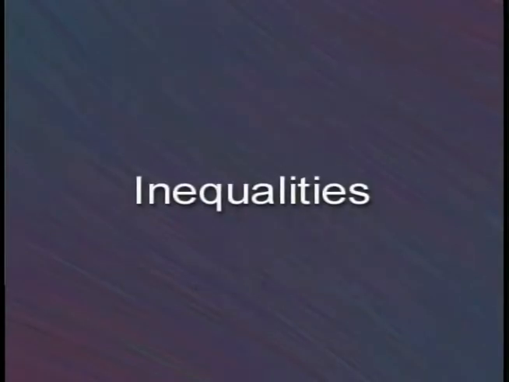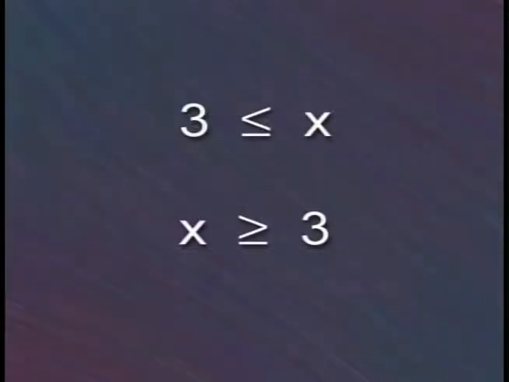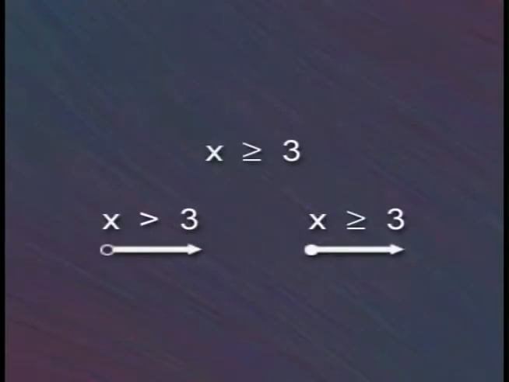Problem 35. Which of the following is a graph of 3 is less than or equal to x? Don't be confused by the way this inequality is written. It states that 3 is less than or equal to x. This is the same as saying that x is greater than or equal to 3. So the answer has to be either option A or B.